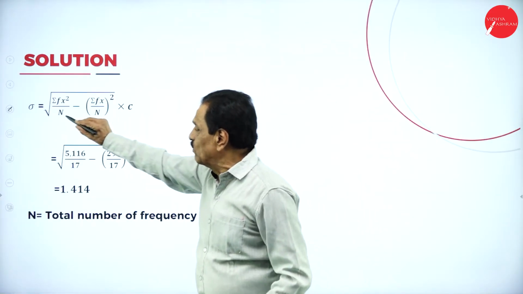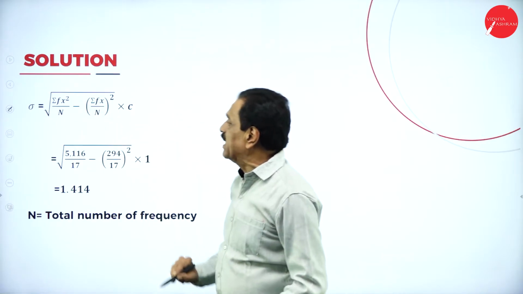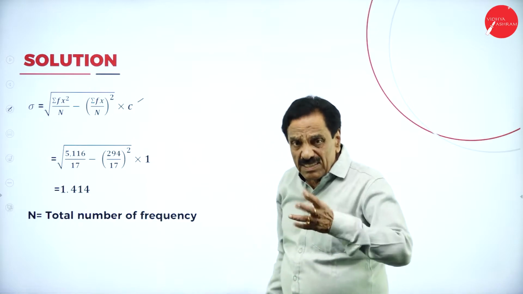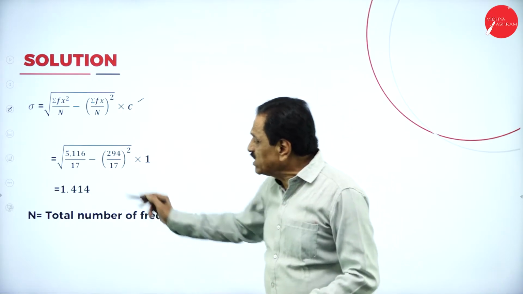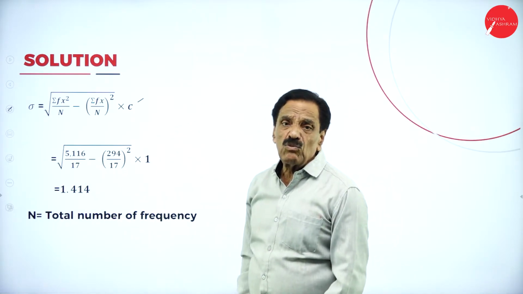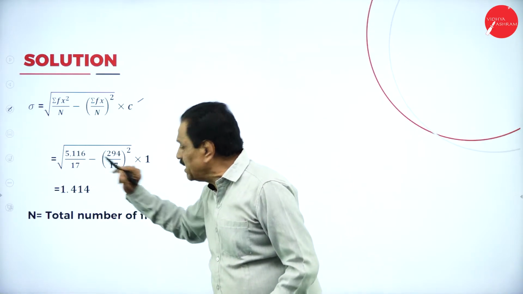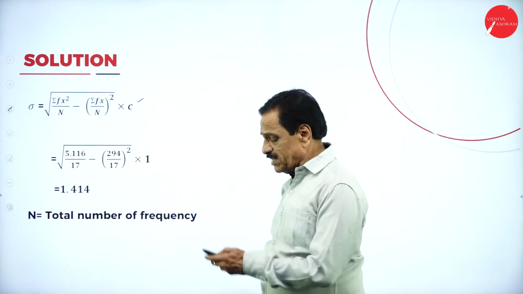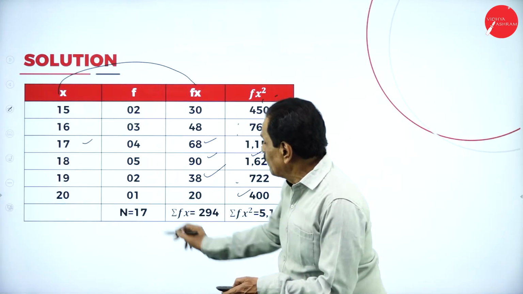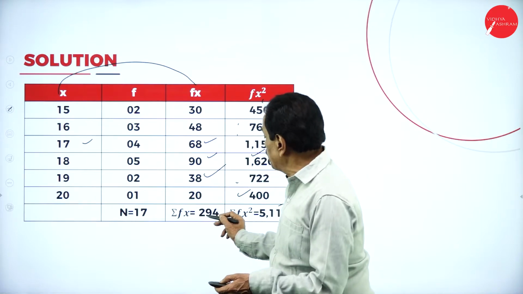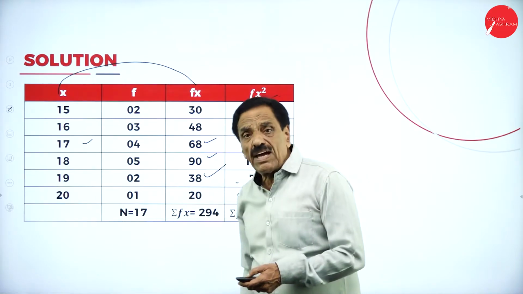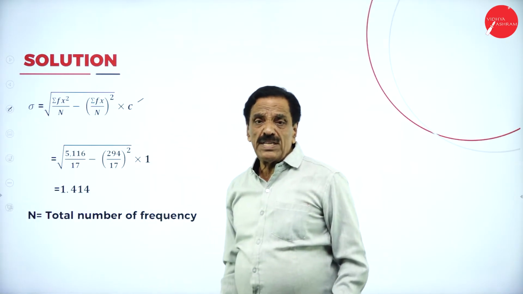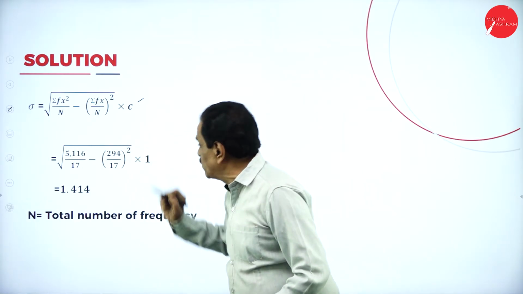Standard deviation is equal to root of sigma fx square divided by n minus sigma fx divided by n whole square into c. C is called class interval. What is sigma fx square? 5116 divided by n, which is 17, minus 294 divided by 17. See the number here? What's your n? 17. What is sigma fx? 294. Sigma fx square is 5116.